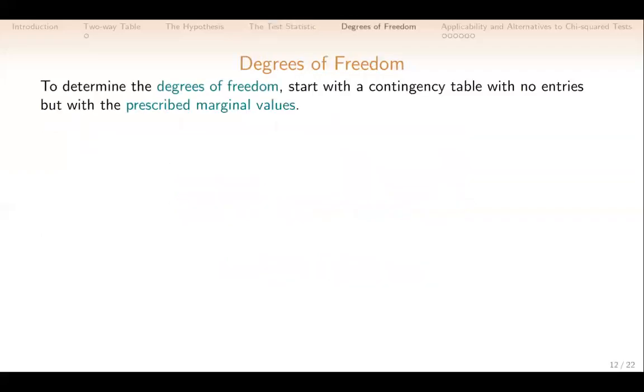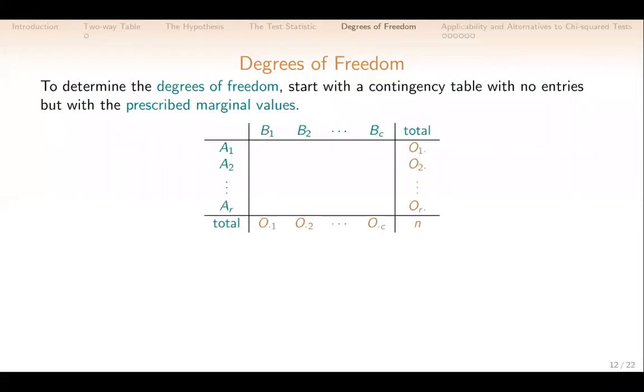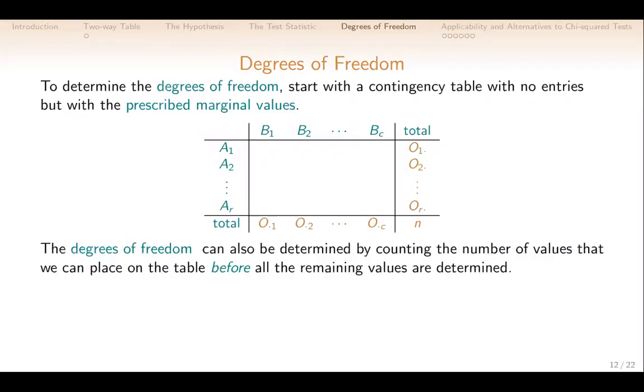Okay, to determine the number of degrees of freedom, I gave you one strategy, but the one that we typically use to help ourselves think about it is to start with a contingency table with nothing inside of the table, but the prescribed marginal values. So let's pretend you have that table. Now start filling in values, and you can fill in a certain amount, and those would be sort of your degrees of freedom until you can't fill in anymore because the constraints of the marginals dictate what the values have to be. So the degrees of freedom can be determined by counting the number of values that we can place in the table before all the other remaining values are determined.